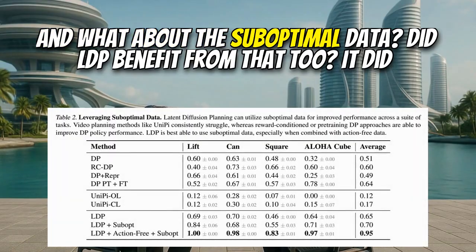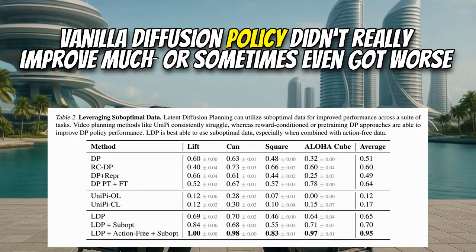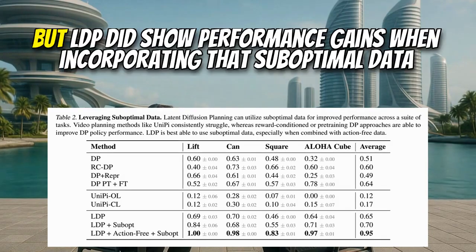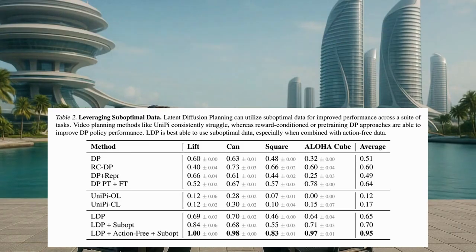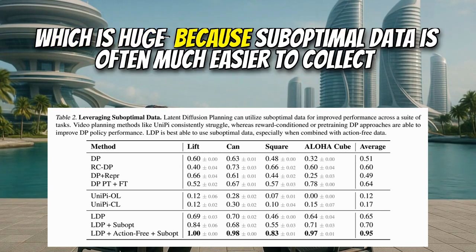And what about the suboptimal data? Did LDP benefit from that too? It did. That was another key finding. Vanilla diffusion policy didn't really improve much, or sometimes even got worse when suboptimal data was added. But LDP did show performance gains when incorporating that suboptimal data alongside the expert data. It could extract useful signal from those bad examples. Which is huge because suboptimal data is often much easier to collect. Absolutely.